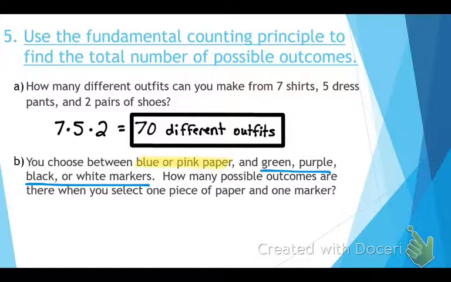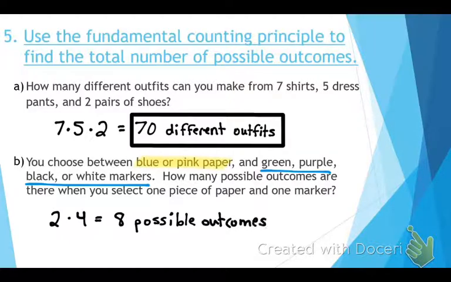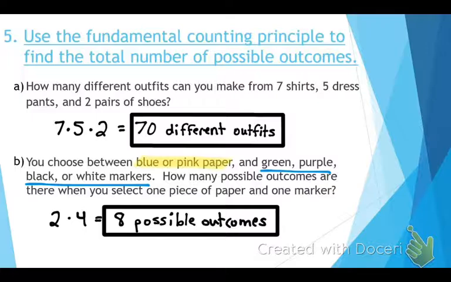How many papers were there? You multiplied. There were 2 kinds of papers, and how many kinds of markers? 4. So 2 times 4 is 8. And remember, I want units attached, so what should we say? 8 possible outcomes. 8 possible outcomes is perfect. All right, so just remember with the fundamental counting principle, you have to multiply the different options together, and that will give you your answer every time.